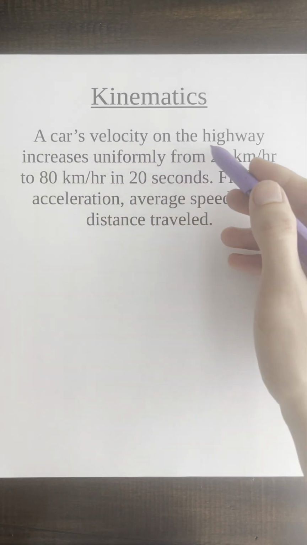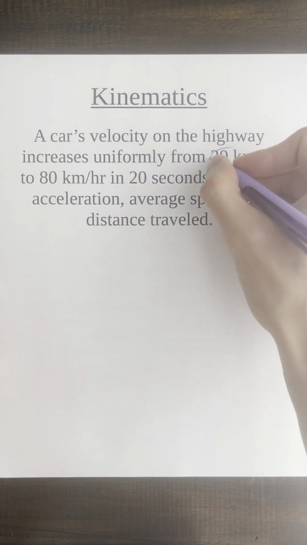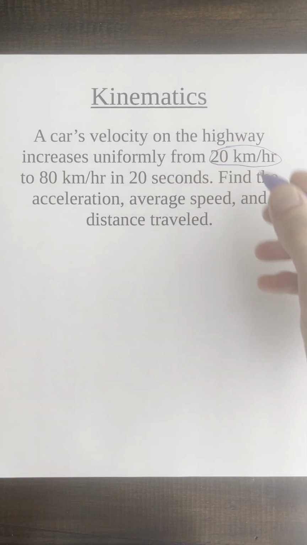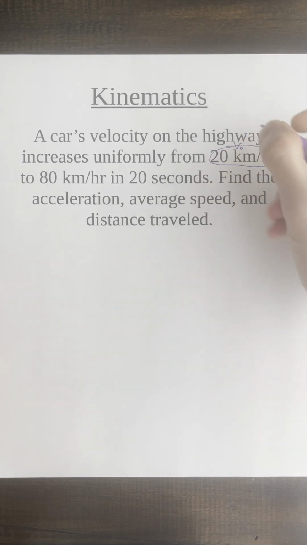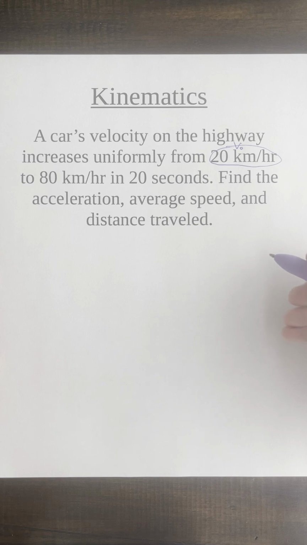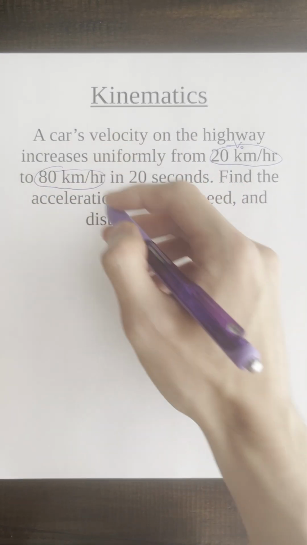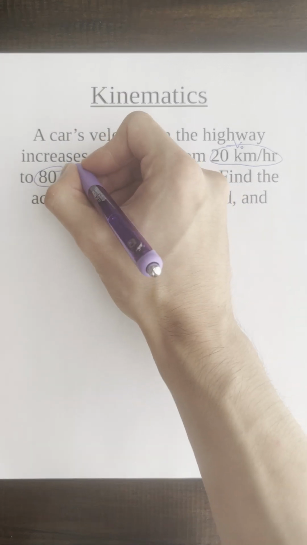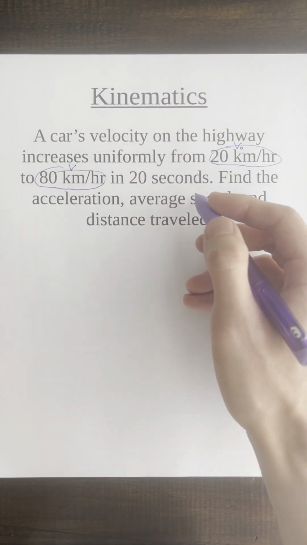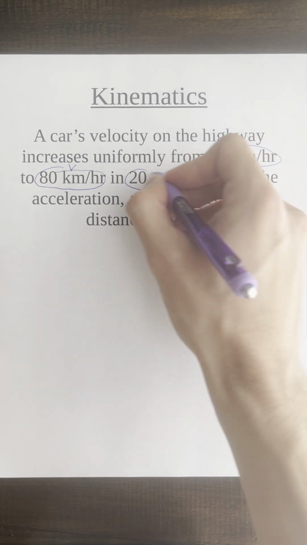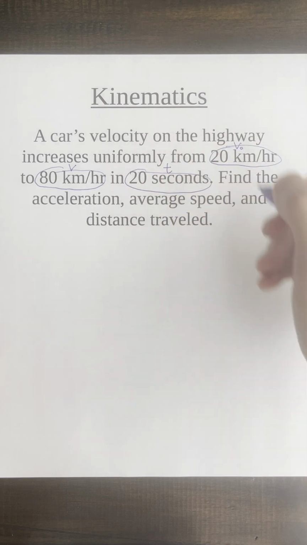A car's velocity on the highway increases uniformly from 20 kilometers an hour. So this is the starting velocity. You might also hear initial velocity, but I'm going to put V naught here for initial velocity. And this is the ending velocity, so I'm going to put V here. 20 seconds. What variable would this be? Well, this is time, so I'm going to put T for time.